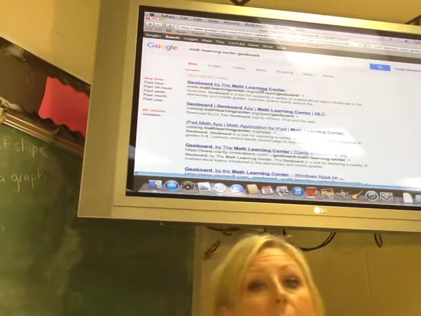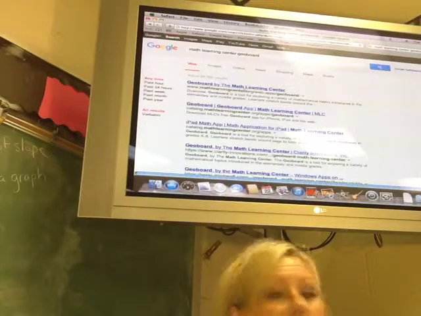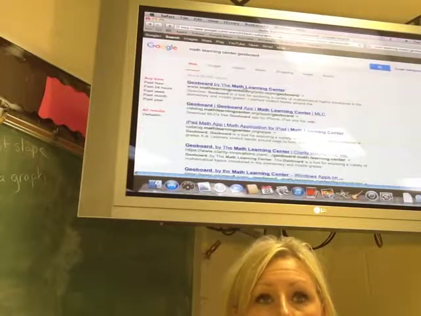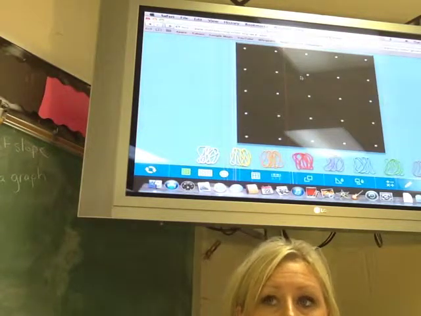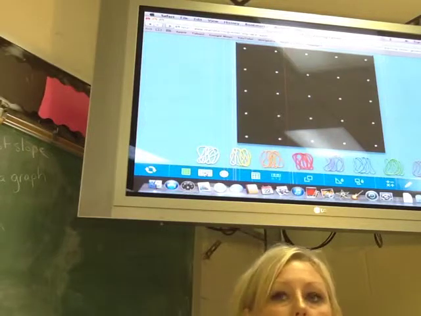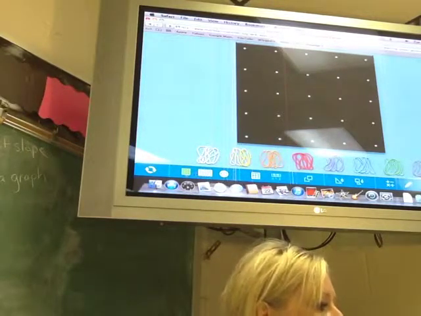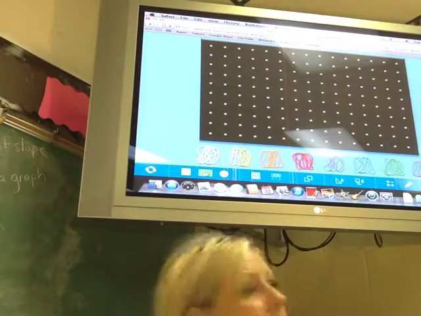Here's what it should look like quickly. Geoboard by the Math Learning Center. That's the one I want you to click on. If you click there, here's what it shows up. It's like a pegboard. It kind of looks like that grid, the graph paper that we just looked at. I want you to use the bigger one. Look down here at the bottom. See where there's different size geoboards? Grab the bigger geoboard. All right?